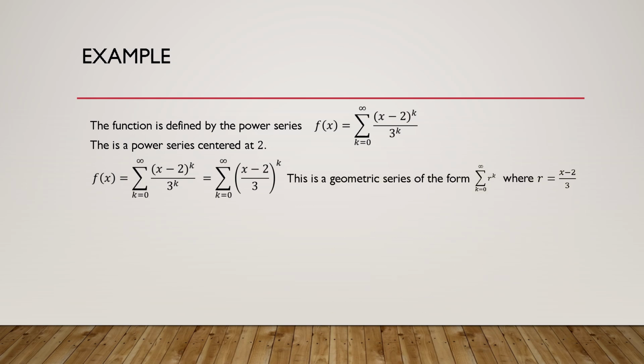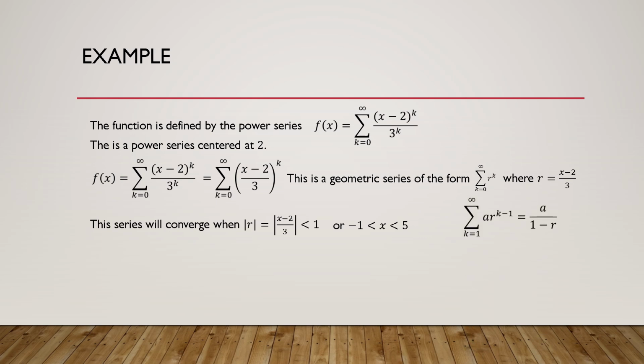This series now matches the form of a geometric series, the sum from k equals 0 to infinity of r to the k, where r equals x minus 2 over 3. This series will converge when the absolute value of r, or the absolute value of x minus 2 over 3, is less than 1, or simplified, negative 1 is less than x is less than 5. We next remember that the sum from k equals 1 to infinity of a times r to the k minus 1 equals a over 1 minus r.